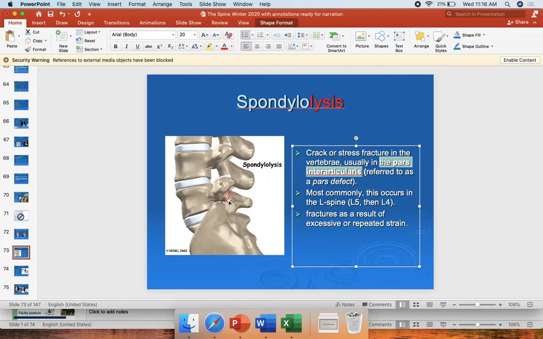There is this image here that I have pulled up that is going to show you a fracture in between that pars articularis. Remember, the pars is between the transverse process and the spinous process of that vertebrae. This is most common in the lumbar spine for sure. The lower down you go, the more likely it is L4, L5, fractured as a result of repeated strain. Most of the time it's going to be extension.